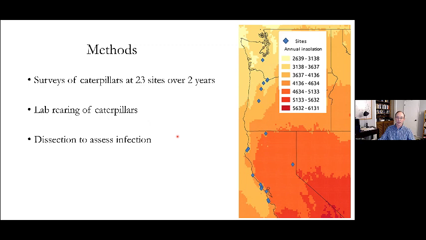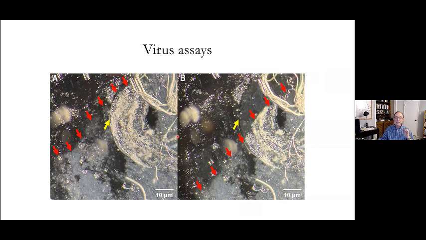In dissecting them, you can see in the gut these particles that have a protein coat. The coat is visible when stained appropriately, and you can actually see what is a virus to count it. So you can estimate the amount of virus within growing caterpillars. And that is what we did.